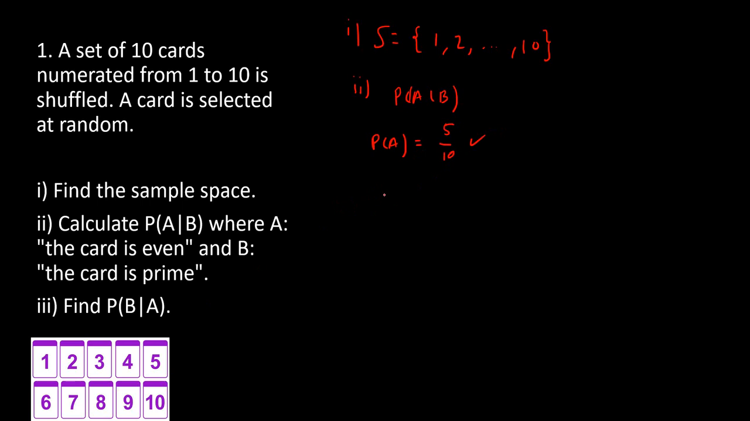Got it. Let's calculate, just for fun, the probability of B, which is the probability of the card being prime. How many primes do we have? We have the number 2, 3, 5, and 7. That's it. So we have 4 out of 10. So these are the individual probabilities of events A and B. But I want the probability of A given B. That's what I want.